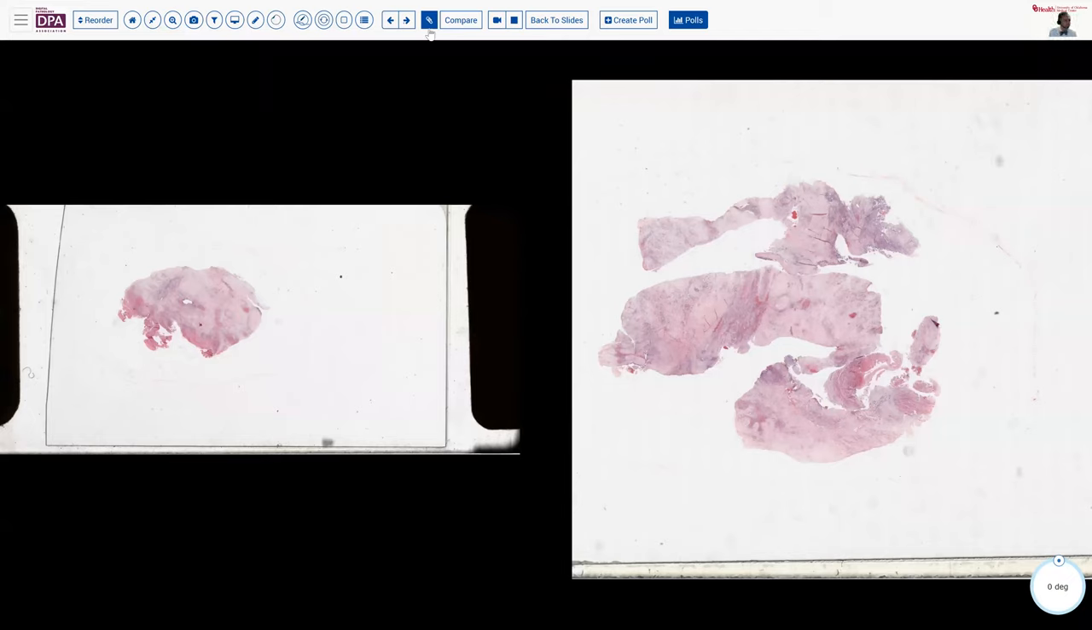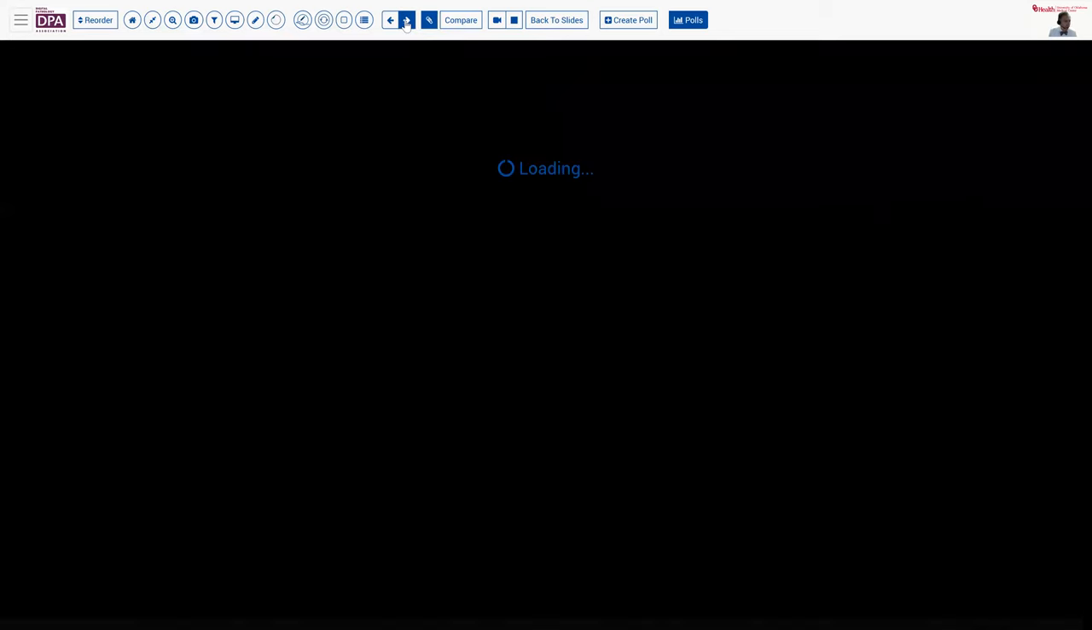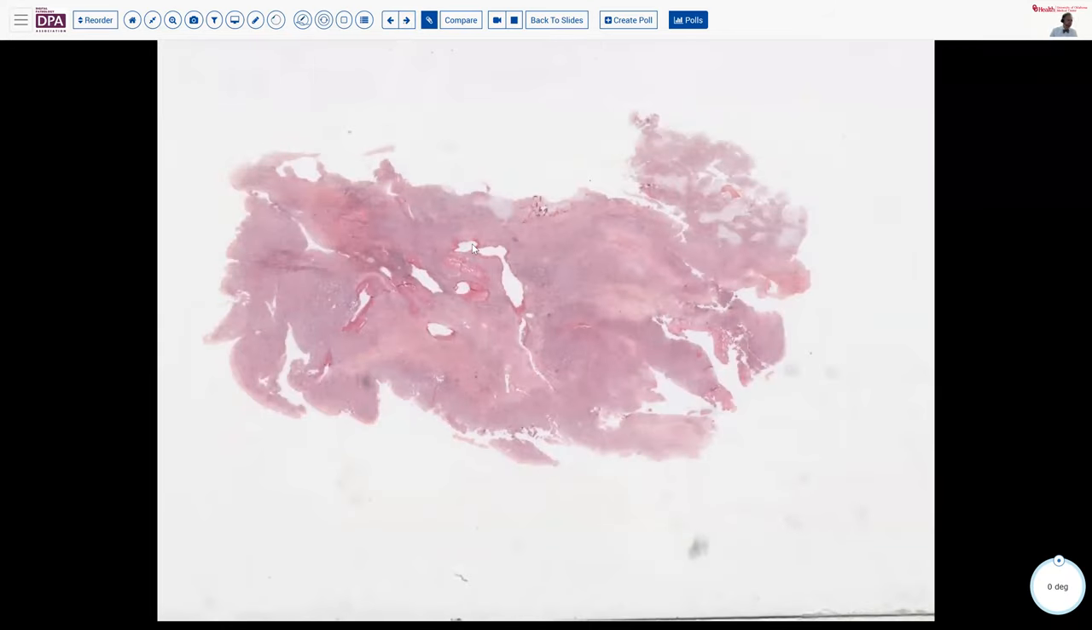So we'll go on to the next case here, which is a right atrial mass. Also, before we do that, I see that Sirion has asked a question about how to differentiate grade 1 chondrosarcoma from an enchondroma. So that's a very good question, because that is a difficult determination.